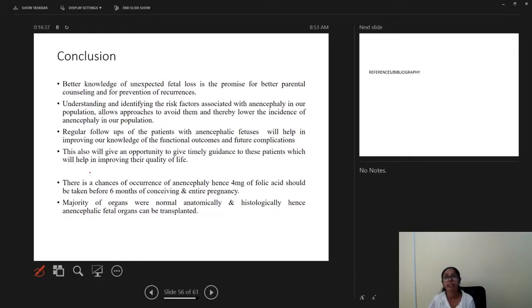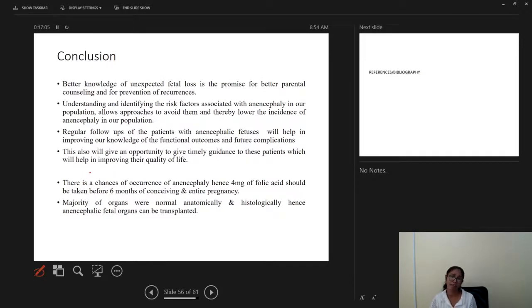Regular follow-up of patients with anencephalic fetuses will help in improving our knowledge of functional outcomes and future complications. This will also give an opportunity to give timely guidance to these patients, which will help in improving their quality of life. The chances of occurrence of anencephaly are high, hence 4 mg of folic acid should be taken 6 months before conceiving or throughout the pregnancy.